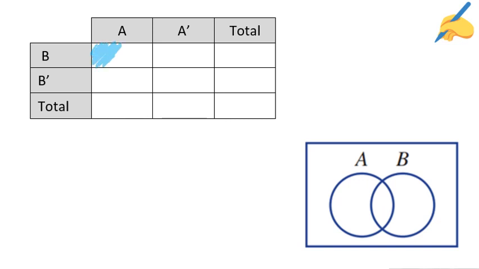So this first one here, if I look up and to the left, it's A and B. So A and B, that's this overlap here of the Venn diagram, A and B. The next section here, if I look to the left and up, it's B and not A. So B and not A, that's this part here.